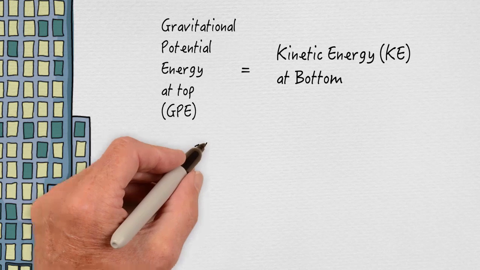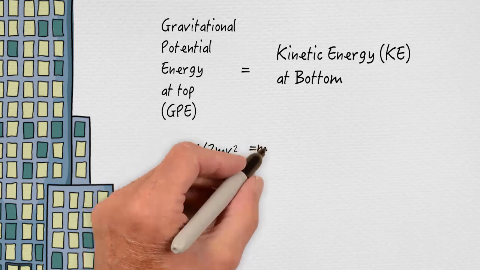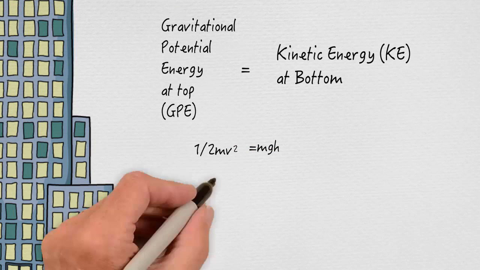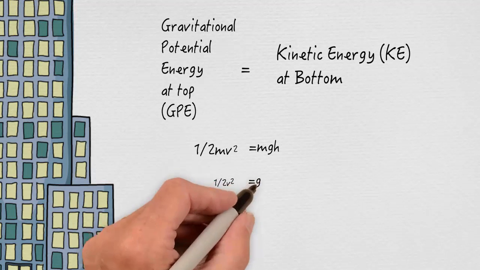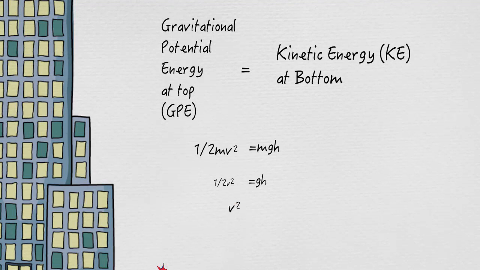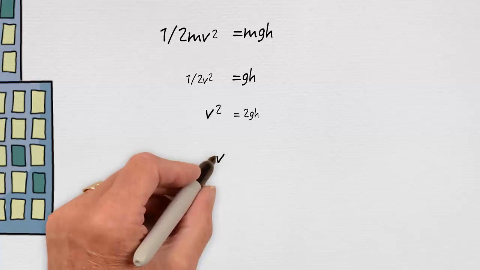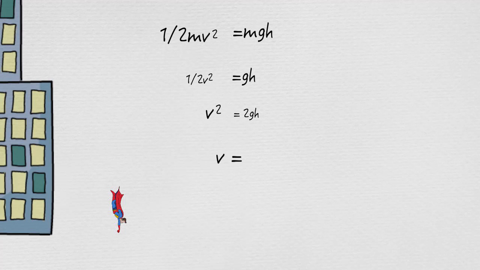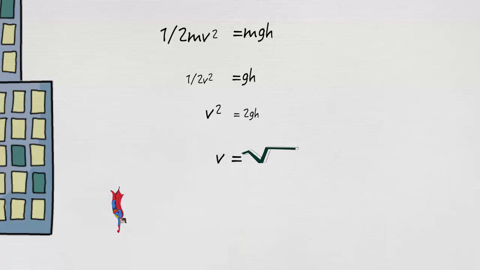And so you'll be asked to do some calculations. So if we have half mv squared, which is the formula for kinetic energy, that will equal the mass times gravity times height. Now if you notice, you've got mass on both sides of the equal sign, which means you can cancel them out. So now you've got half v squared equals gh. Multiply both sides by 2, so you get v squared equals 2gh. And then if you square root both sides, you're left with v equals the square root of 2gh.